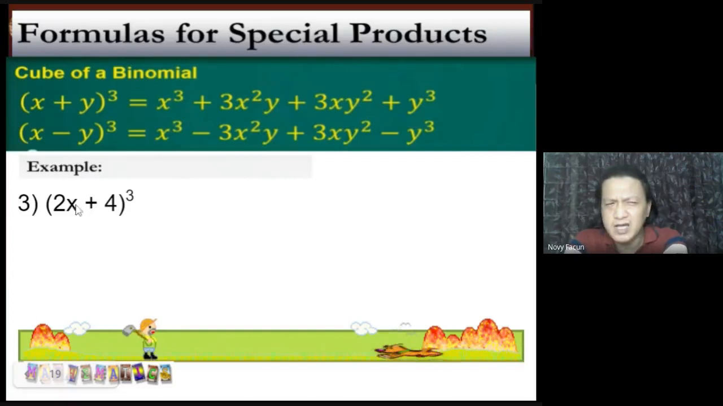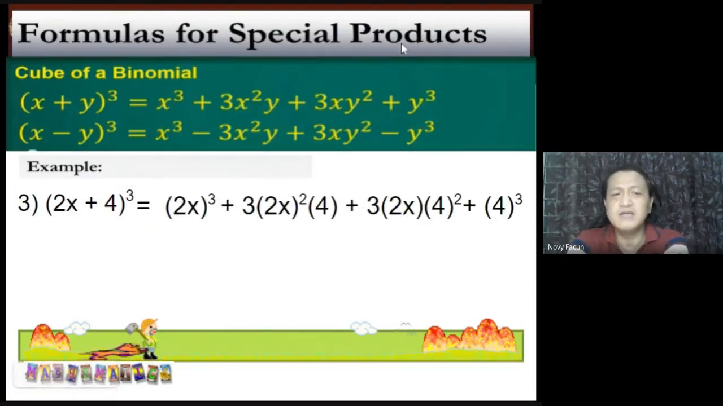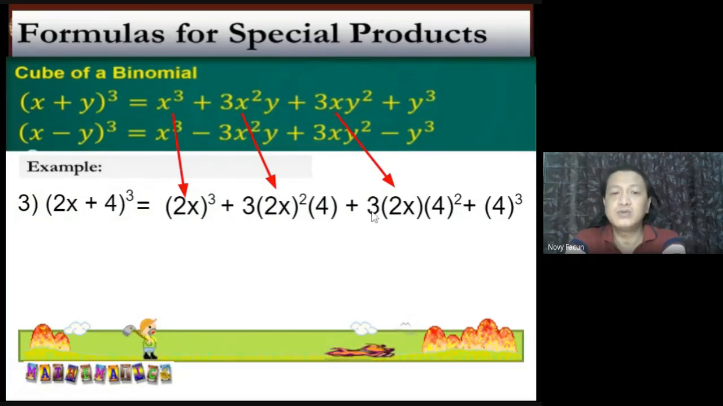So same procedure tayo. So kasi nga, cube of binomial. So always remember, kapag cube, ito yung formula natin. And that is the substitution. You have to get the cube of the first term, 2x cubed, and triple the product of the square of the first term and the second term. Ito yan. So 3 times 2x squared times 4. Don't forget the exponent. Next, we have to triple the product of the first term and the square of the second term mo. So 3 times 2x times 4 raised to 2. And cube the last term mo, yung 4 cubed.